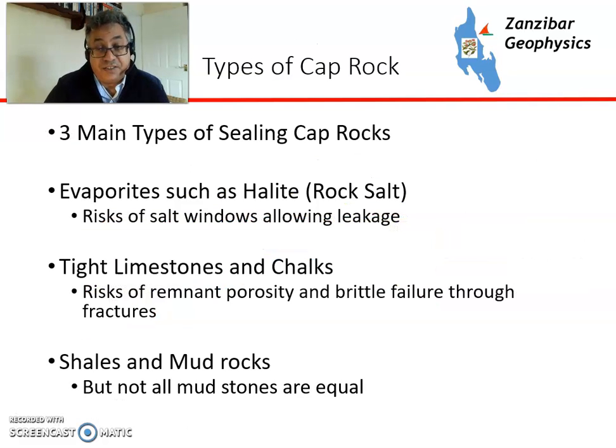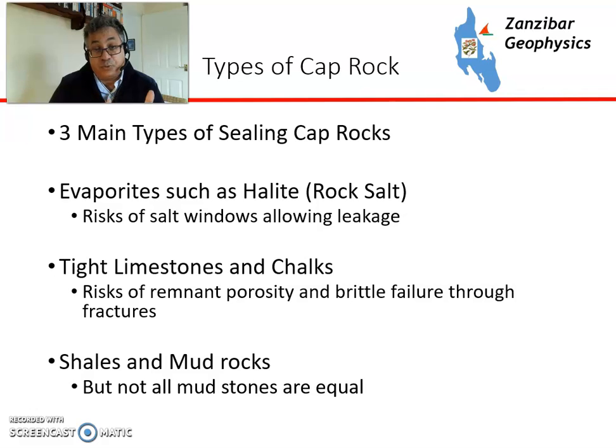So, the three main types of sealing cap rocks. The best one are evaporites, such as halite or rock salt. This is when you have hypersaline waters, the water evaporates, and leaves behind effectively something like the Bonneville salt flats. So something like that writ large. Now, nothing is going to get through that because the permeability of salt is very, very low. However, there's a risk that there might be windows where the salt is missing, which will allow local leakage.